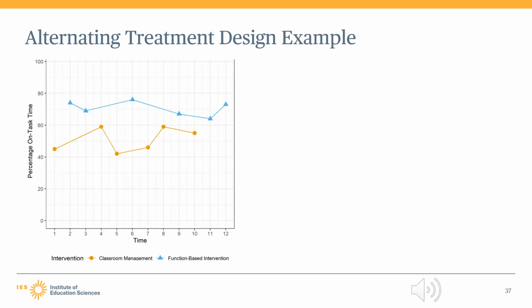This figure shows an example of an alternating treatment design with two treatments of interest, a contingency management intervention condition, what we will call CM, and a contingency management plus functional behavioral intervention condition, which we will call CM plus FBI. The authors did not state that they used unrestricted randomization to assign the intervention to conditions. Take a moment to consider whether this design meets the WWC requirements for alternating treatment designs. You can pause the video here if you need more time.